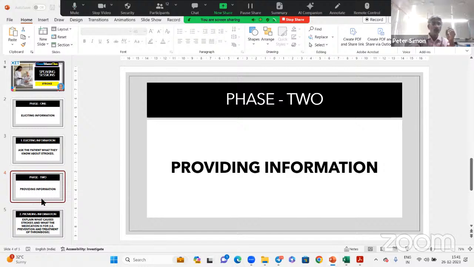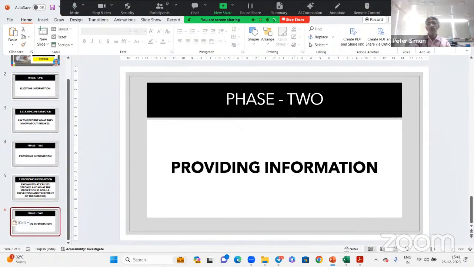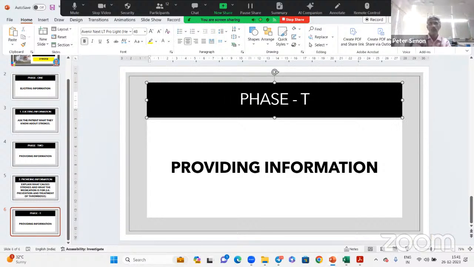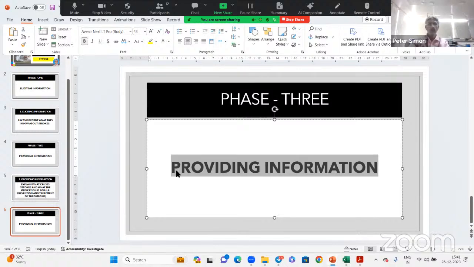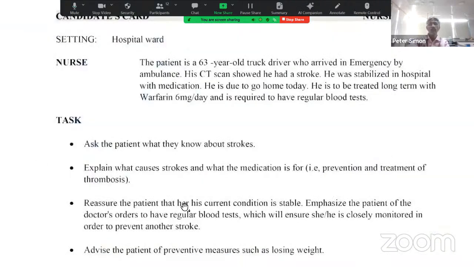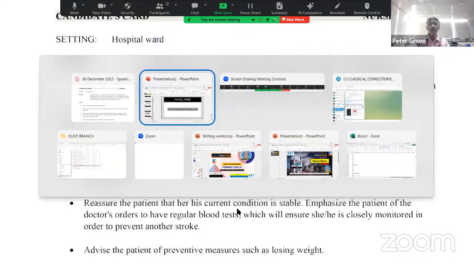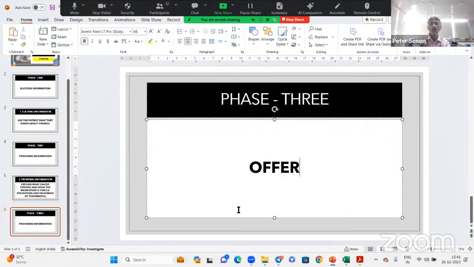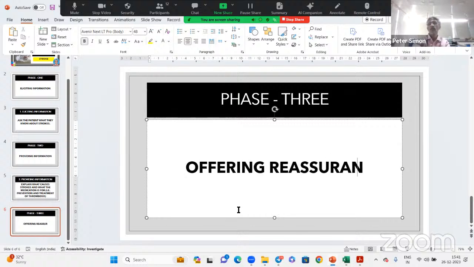So that is phase 2. Next, we will go to phase 3. In phase 3, what are you going to do? Reassuring patients, offering reassurance. That means he is not comfortable. They are making him comfortable.